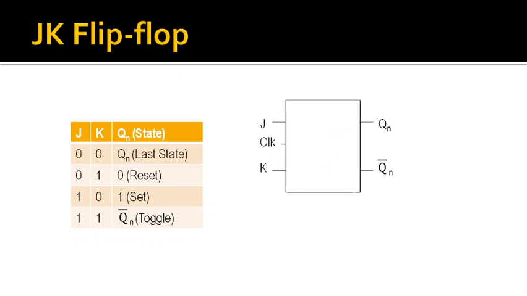And the next possible input is a combination of 0 and 1. 0 at J and 1 at K will reset it. If it was previously storing 0, it will store 0 at Qn, and no matter if it was storing 1 in the previous state, it will still store a 0, because J0 and K1 is the state of resetting the flip-flop. Now the next possible combination is J having high signal and K having low signal.